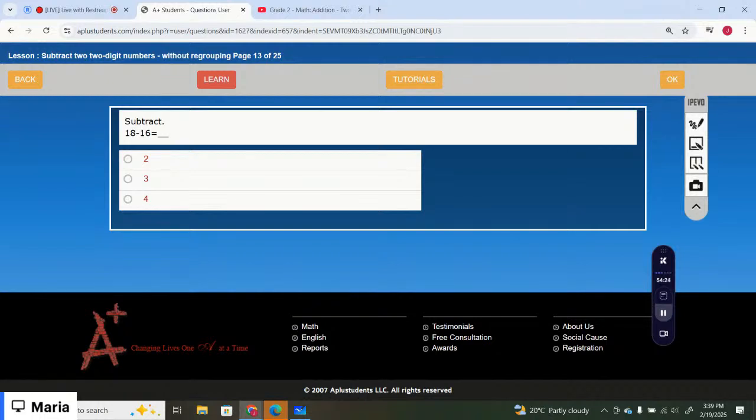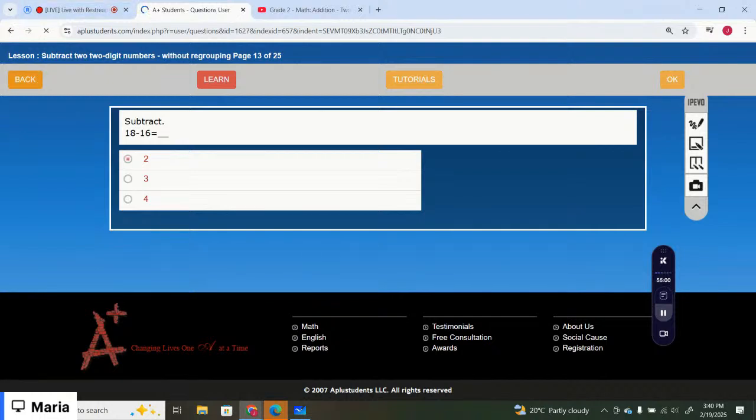18 take away 16. That is 2. Option number 1 is the correct option.